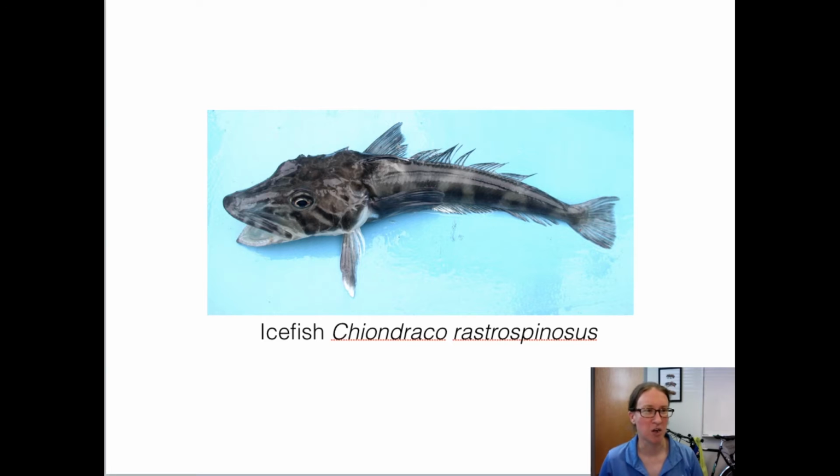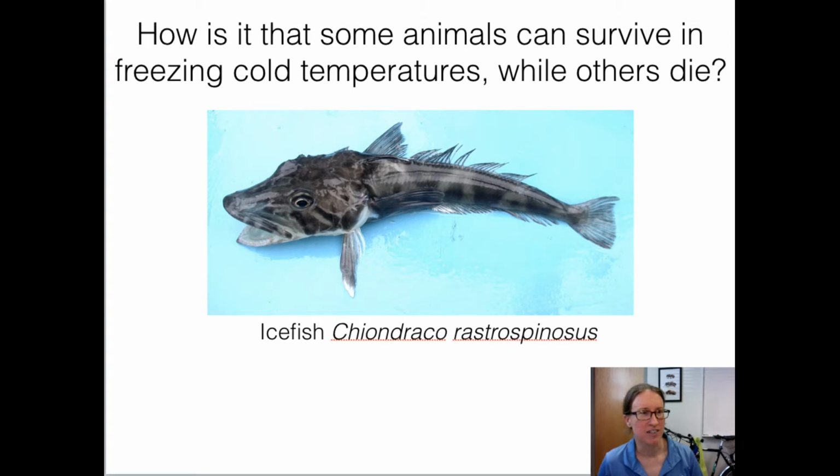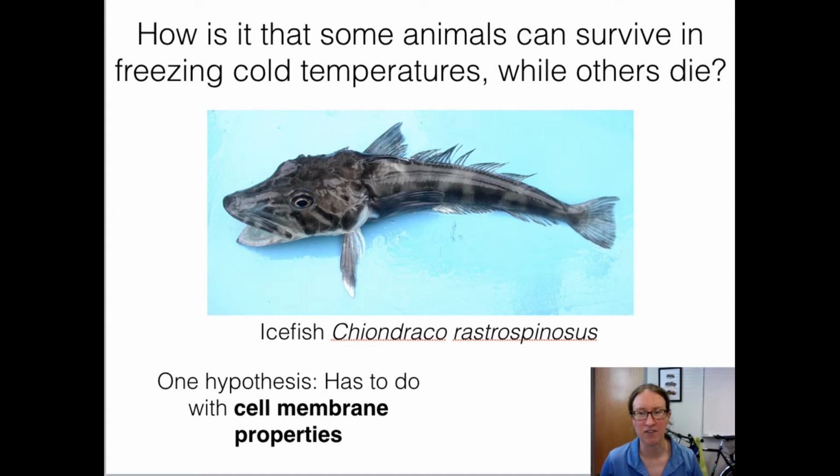So temperatures where we're barely comfortable and cold are so hot that they are a harbinger of death for these fish. So that leads us to a causal question, which is, how is it that some animals like this ice fish can survive in freezing cold temperatures while others die? And the reality is there are a whole bunch of different hypotheses to address this question, but one particular hypothesis where there's some good support is that this has to do with properties of this fish's cell membranes.